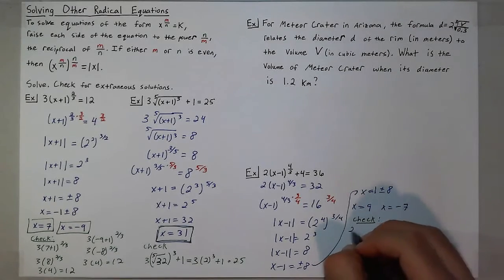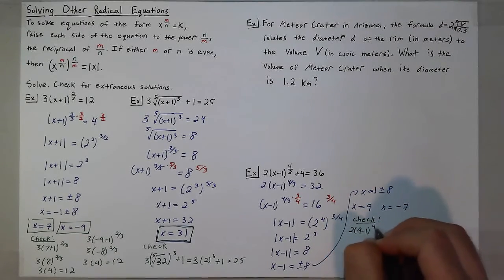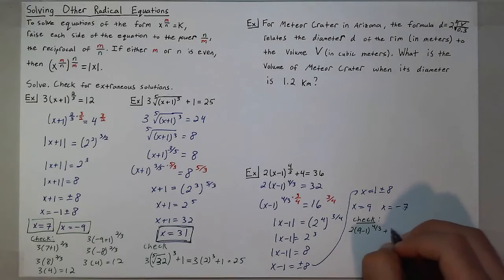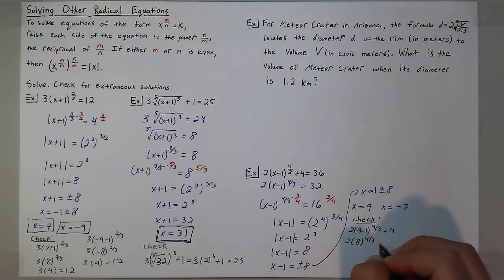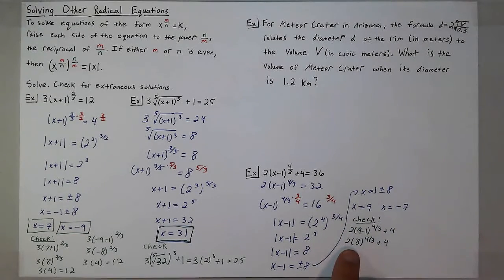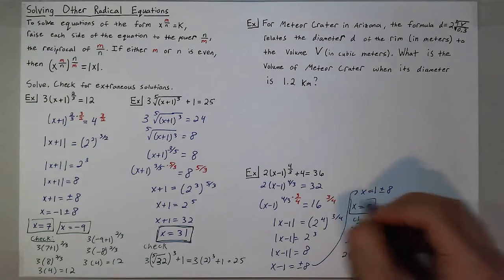So we have 2 times 9 minus 1 to the 4/3 plus 4. So 2 times 8 to the 4/3, which will be the cube root of 8, which is 2, then to the 4th, which is 16. So 2 times 16 plus 4, which would be 32 plus 4, which is 36. So 9 works as a solution.